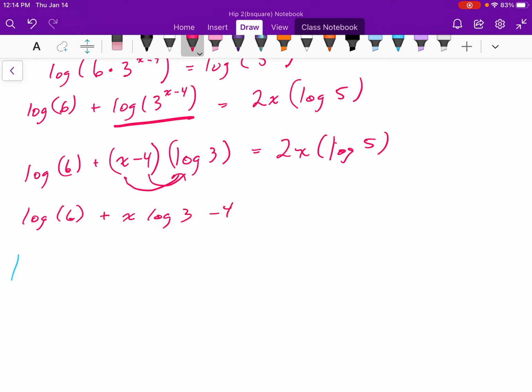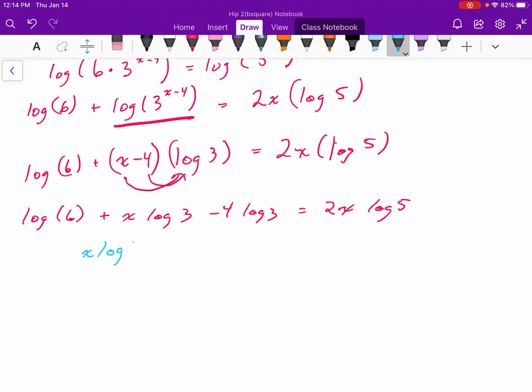So on the left-hand side, I get log 6 plus x times log 3 minus 4 times log 3 is equal to 2x log 5. Or if you want, you can call that x 2 log 5 or whatever. Regardless, now I think I'm ready for algebraic manipulation. I just want to make sure that I am indeed progressing correctly, and it looks like I am.